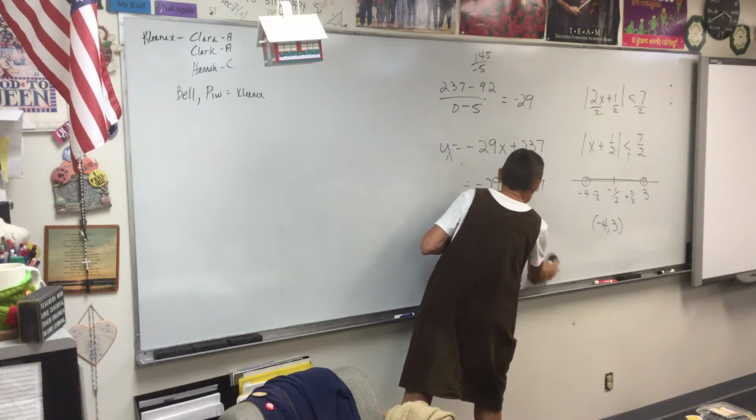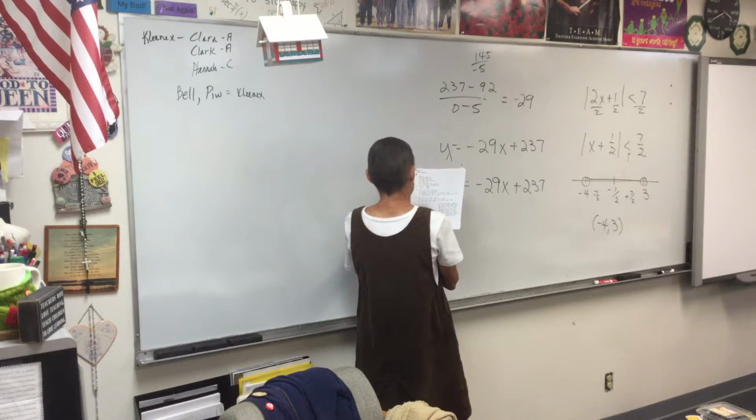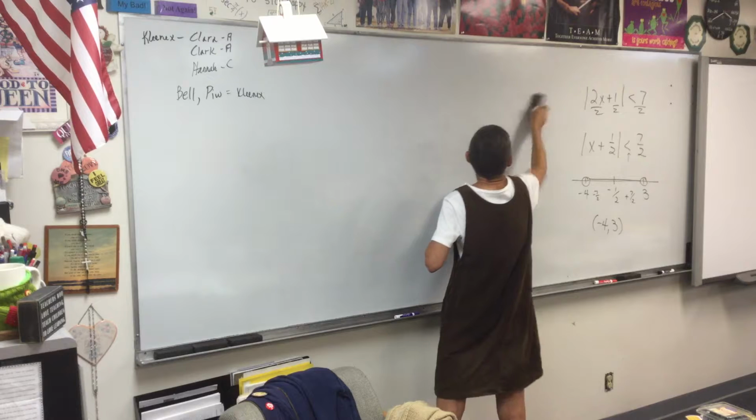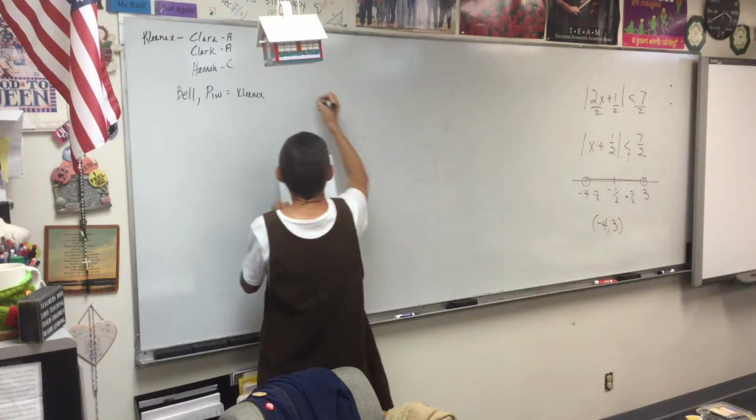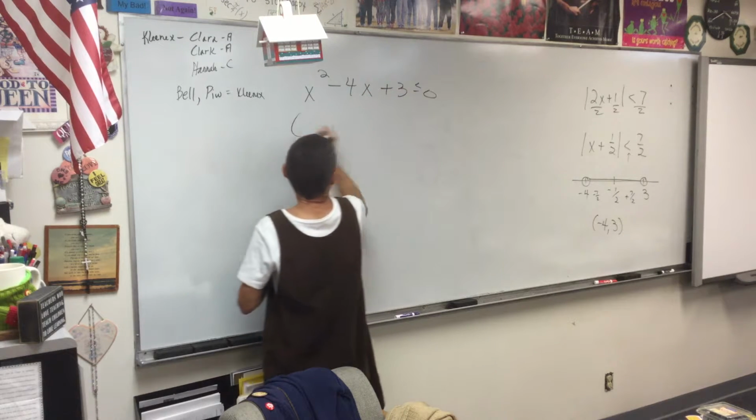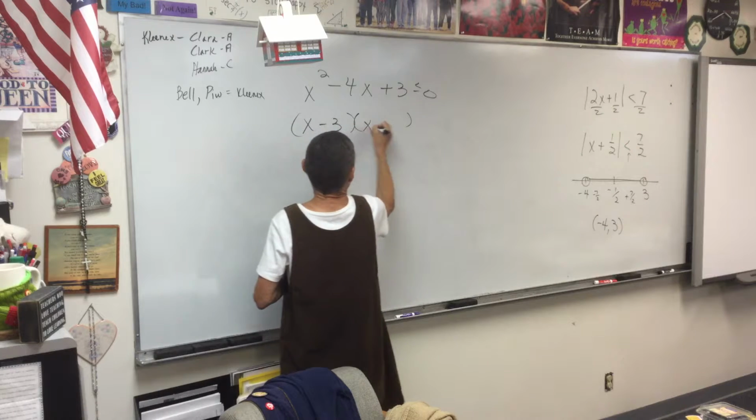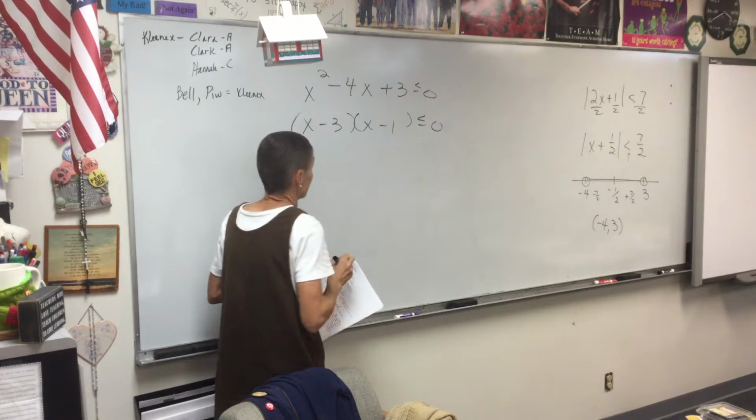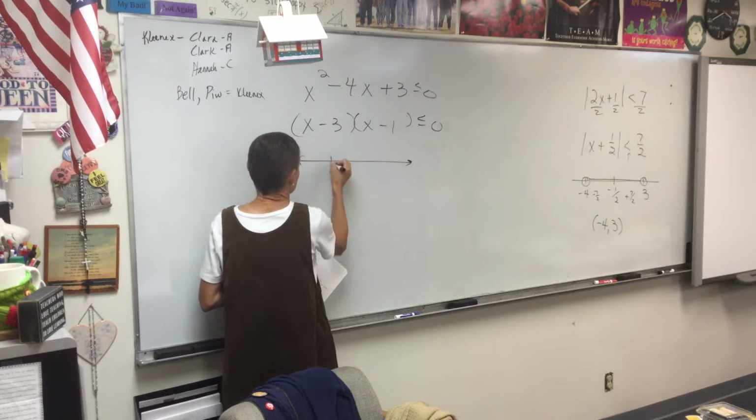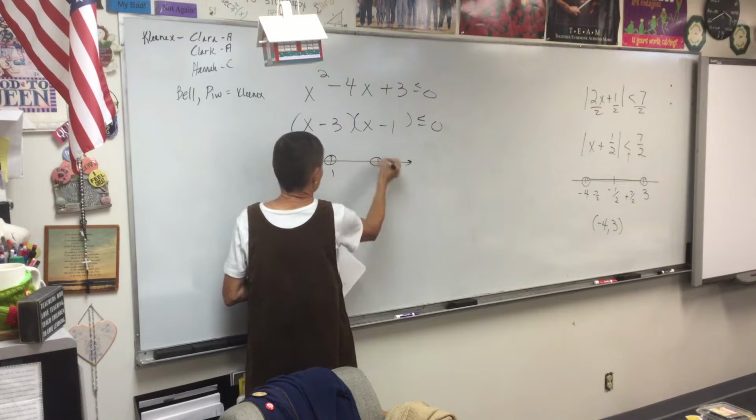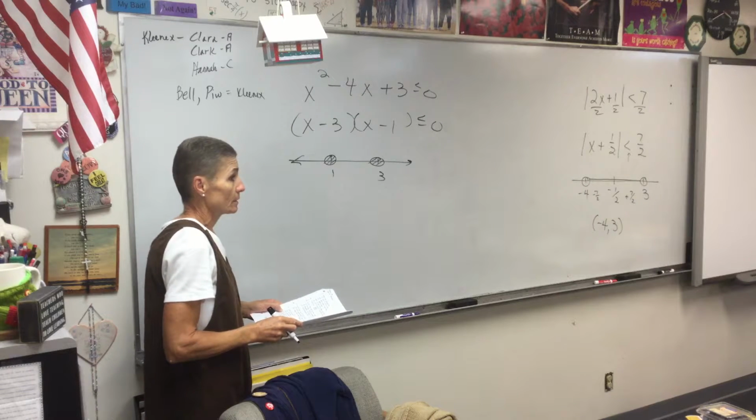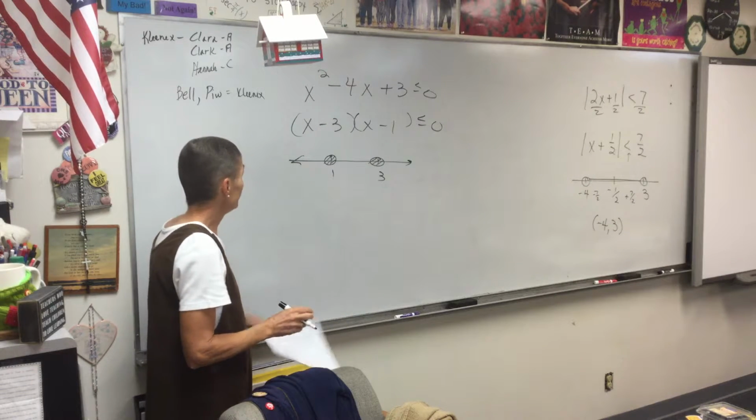Now, how do we do problem 5C? We factor it first. And then what? Put them on a number line in order. They'll be colored in, right? And then what? Pick a number.